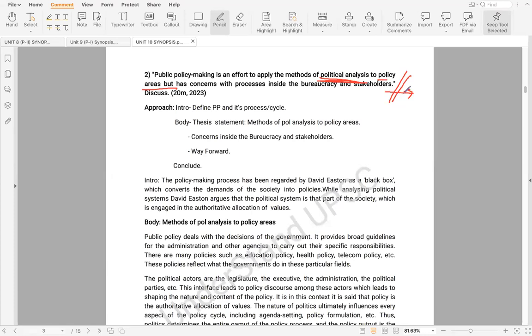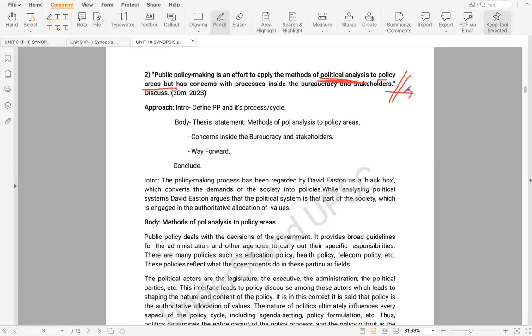So you have to also talk about the issues pertaining to the bureaucracy in terms of public policy implementation or formulation as such. So we'll start with the introduction by defining public policy, and we'll also give the process or cycle of public policy, because we're also involving the politics, the bureaucracy, and the stakeholders. So this is nothing but the cycle in itself. Then we'll talk about the thesis statement, wherein we'll try to talk about the methods of political analysis to policy areas. Then we'll try to address what are the concerns within the bureaucracy and the stakeholders themselves, and then the way forward, and then conclude, right?